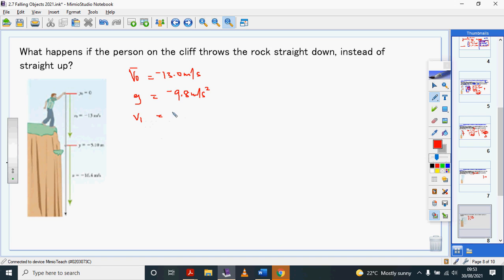Final velocity, we do not know. Change in displacement, we do not know. Time, we know: 1 second, 2 seconds, and 3 seconds. So let me try 1 second and see how different things look. For 1 second, the change in displacement will be v naught t plus half a t squared. V naught is negative 13 times 1, minus a half times 9.8 times 1 squared.